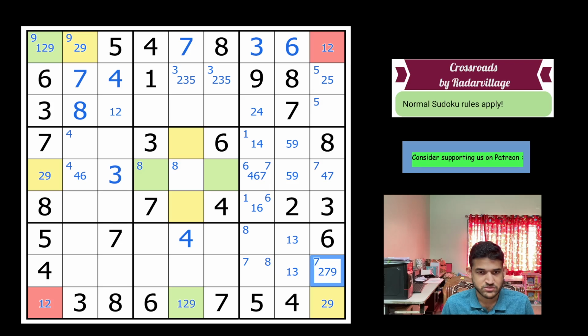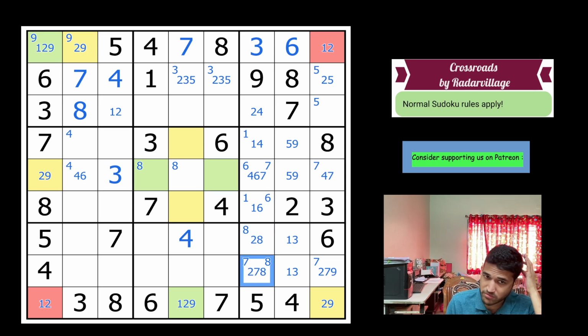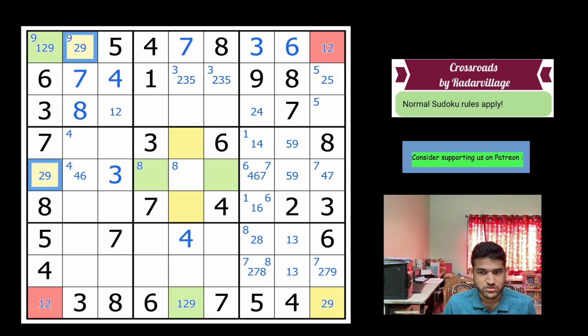Okay. 2, 1, 8. 2, 7, 8. Just the possibilities there. Okay, I can do some Sudoku stuff. 2, 9, 2, 9, both are yellows. So this will take a yellow. This becomes 2, 9, becomes 2, 9.